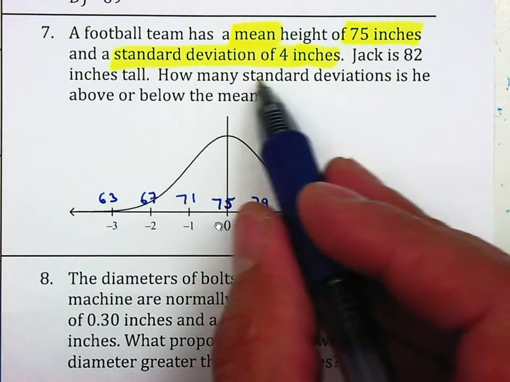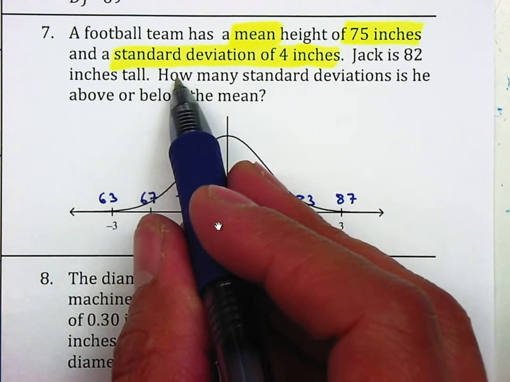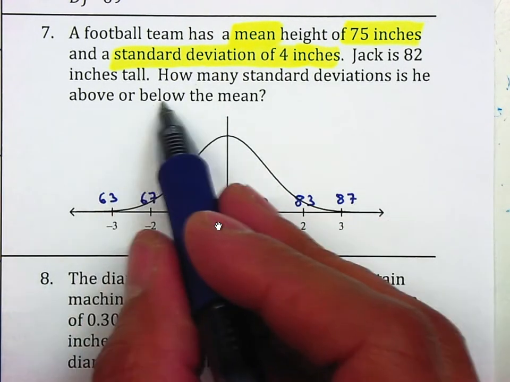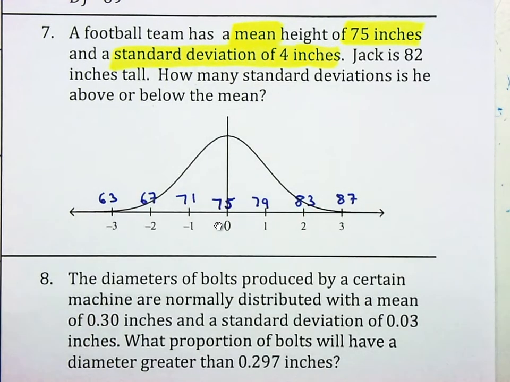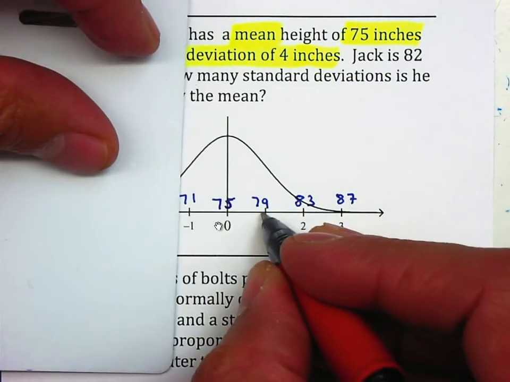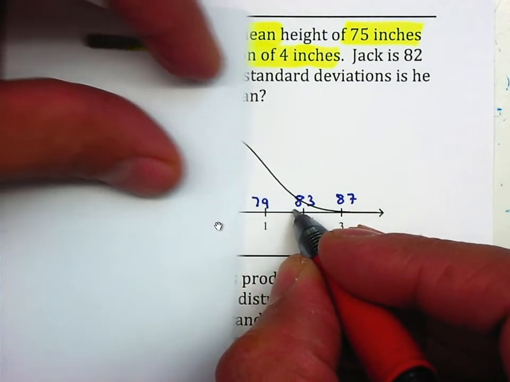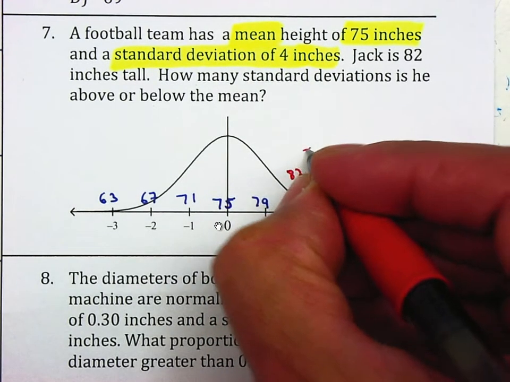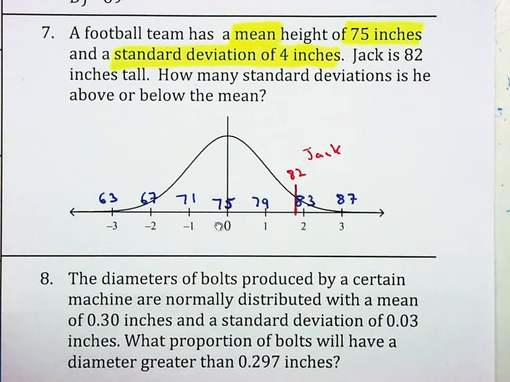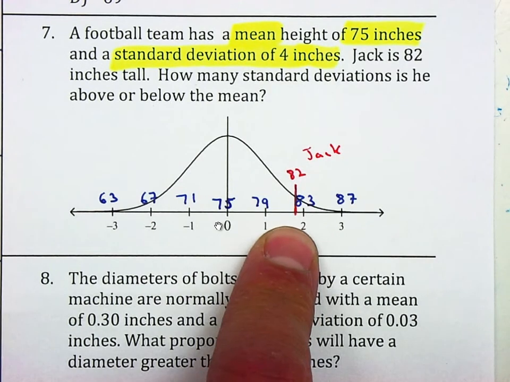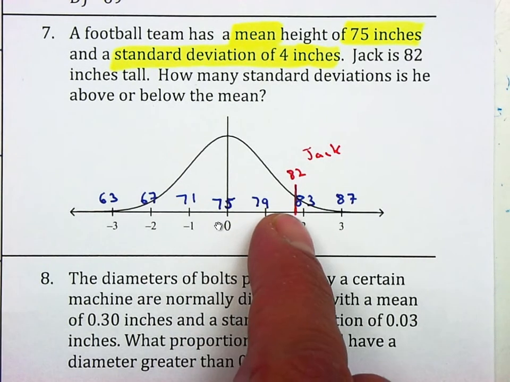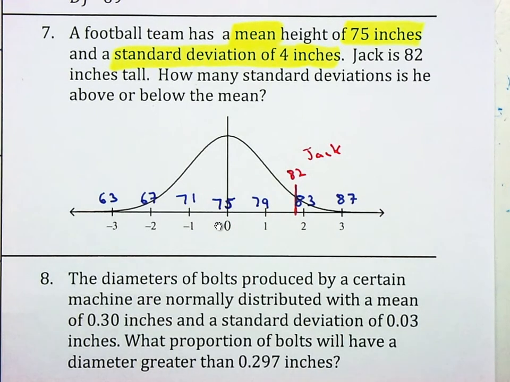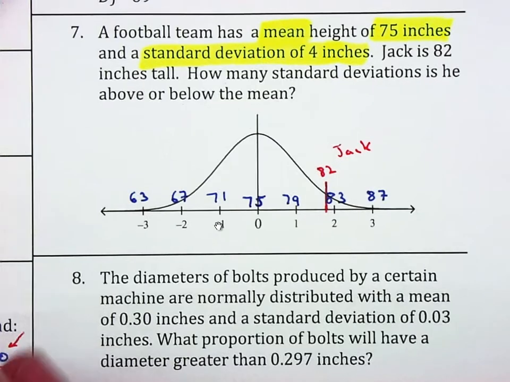Now, Jack is 82 inches tall. How many standard deviations is he above or below the mean? So if it's 82, therefore Jack is 79, 80, 81, 82. So right around here. That's 82 for Jack. So how many standard deviations is he above the mean? So he's about 1.6, 7, 8, 9. But we're looking for the exact value. So therefore we need to use our z formula.